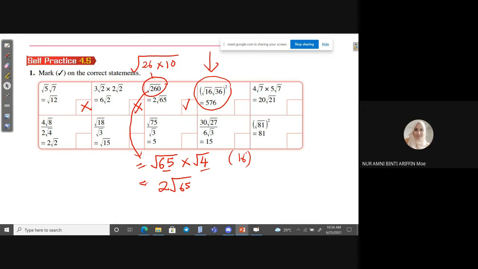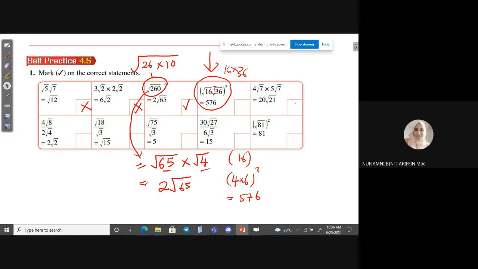Betul juga. Itu betul. Because the square root of 16 becomes 4 and then times 6, so 6 times 4, 24, and then 24 squared you will get 576. Another way, this one with this one disappear, so 16 times 36 also becomes 576. Okay, next. Correct or wrong? Wrong. 7 times 7 is 49. Yeah, wrong.